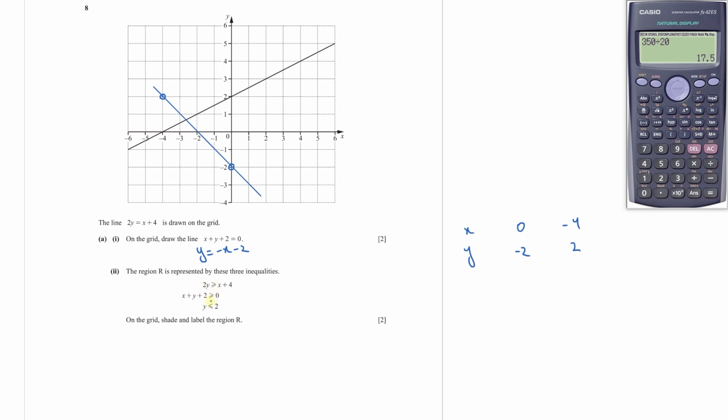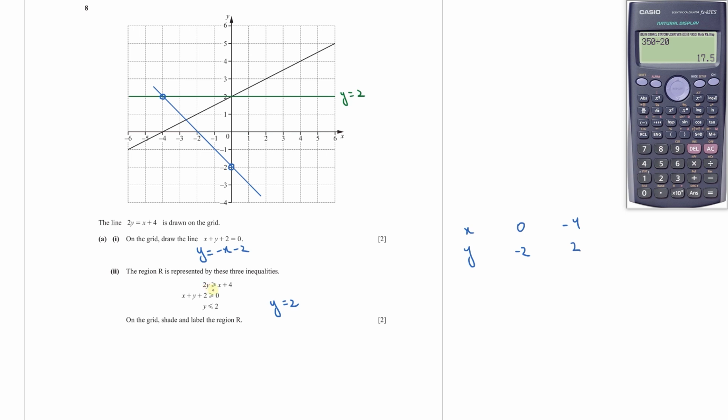Anyway, we already have the equations for these two lines. The third line is y is less than or equal to 2. For this, we will need to draw the line y equals 2, which will be this horizontal line. So let's draw that as well. So this is the line for y equals 2.